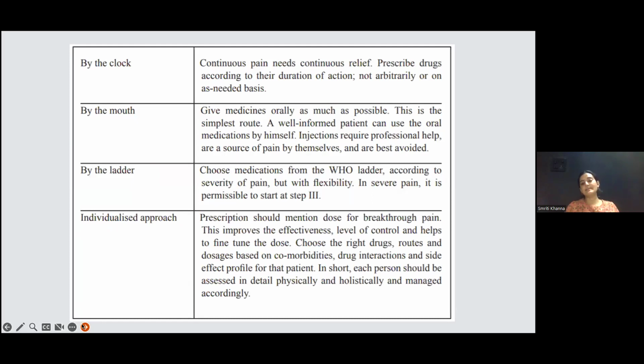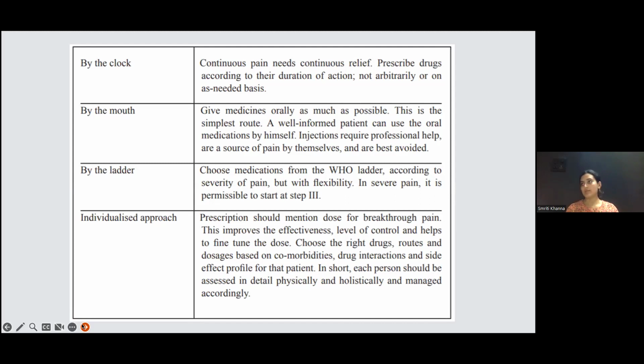This is the other aspect of the WHO pain ladder. We now know what are the 3 steps on the WHO pain ladder, but there are some other principles by which we operate, which is pain management should be round the clock or by the clock. It should be preferably by the mouth. It should be by the WHO ladder, and there should be an individualized approach.